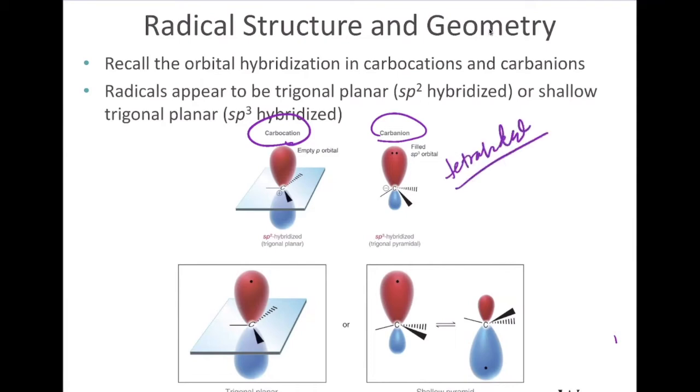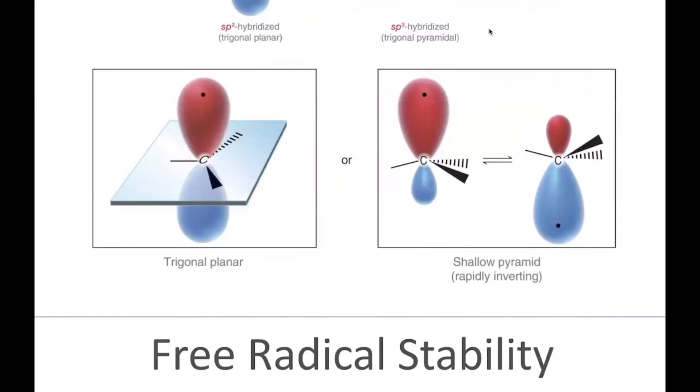For a radical, because we have a single electron, we can think about it one of two ways. We can think about it as being strictly trigonal planar, where we have the p orbitals not quite empty, but it acts empty. Or we can think about it where it very quickly interconverts between a very shallow pyramid and then the inverse of that pyramid.